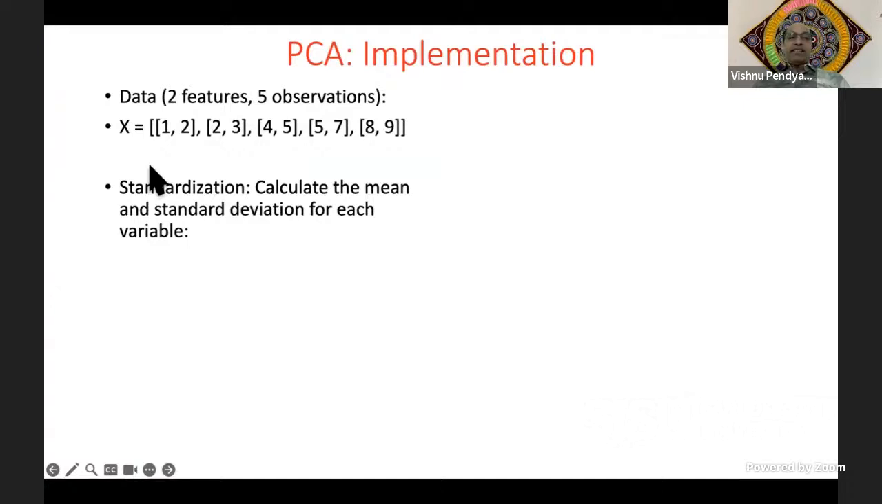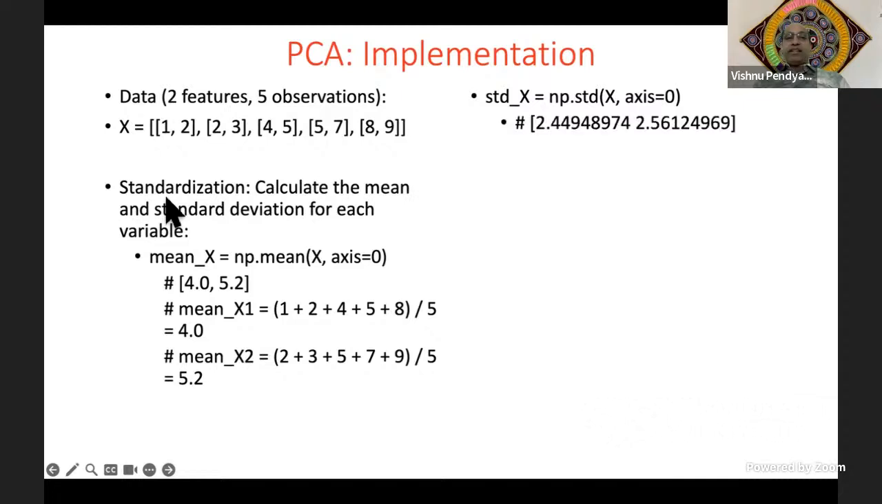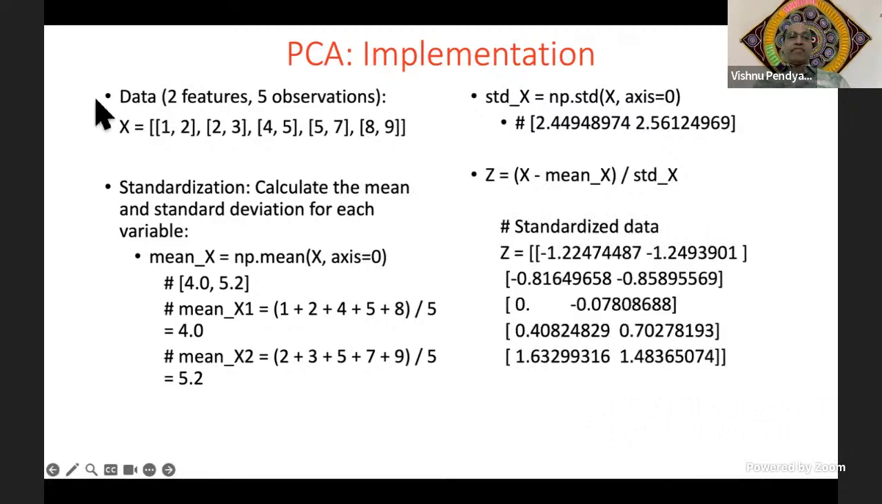First step is to standardize, so calculate the mean and standard deviation for each variable. In Python, you just write this statement, and it gives you the mean: 4.0 and 5.2. Then you compute the standard deviation, again using a call to a method in Python. Then you apply the z-score normalization, which is x minus mean and all that stuff. You get the standardized data. You converted this data set into this data set by standardizing. So that is the first step.